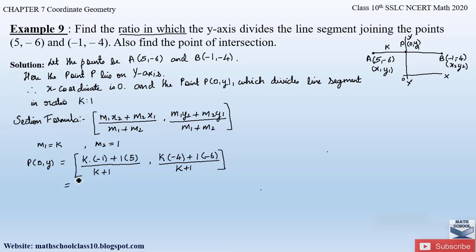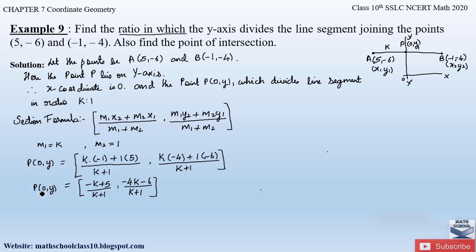So now, simplifying further, k times -1 will be -k, plus 5 times 1 will be 5, divided by k plus 1, and k times -4 is -4k, minus 6 times 1 is -6, divided by k plus 1. So the point is (0, y).